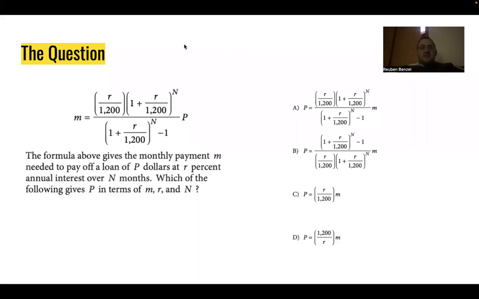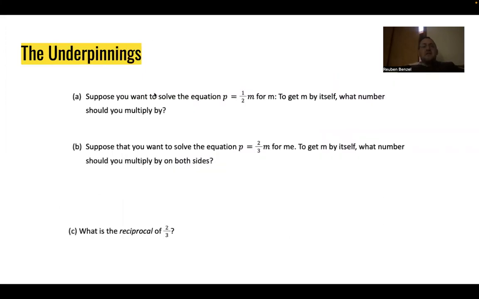One thing that you might take away is that you want to get this P all by itself. But it looks kind of confusing. So I'm here to help you out. We're actually going to break this problem into a much simpler type of problem.